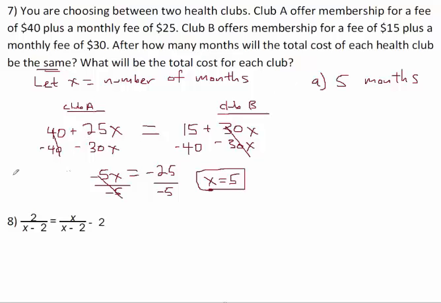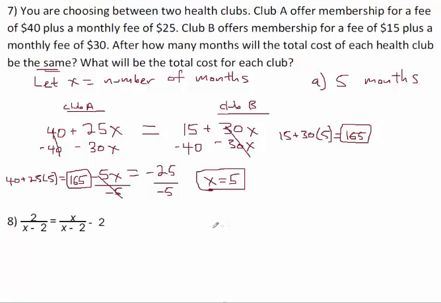So for Club A, we've got 40 plus 25 times 5. 40 was the startup fee, and 25 each month. 25 times 5 is 125, plus 40 is 165. And for Club B, this had better be 165 also. 15 plus 30x, 15 plus 30 times 5. Well, 30 times 5 is 150, plus 15 is also 165. Very good.